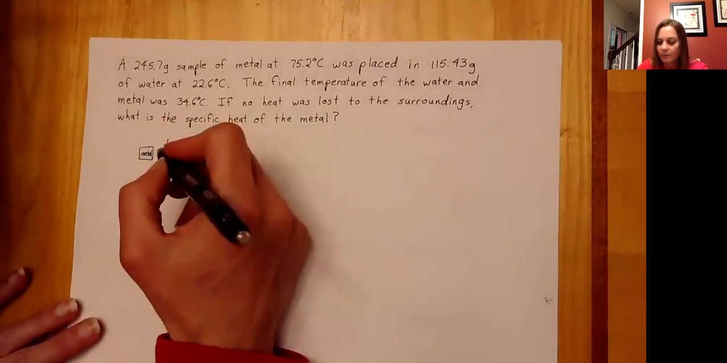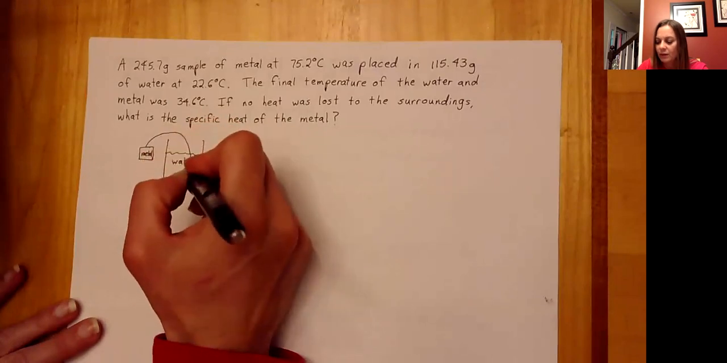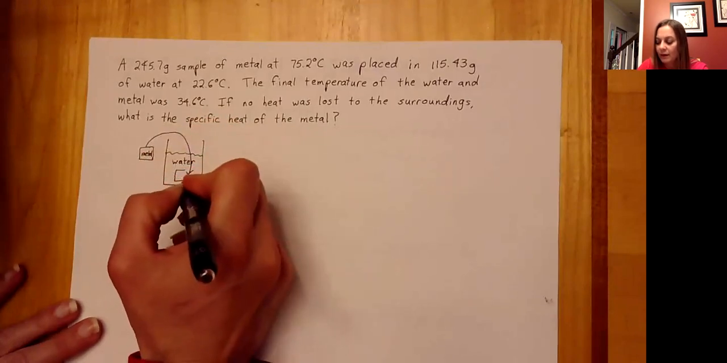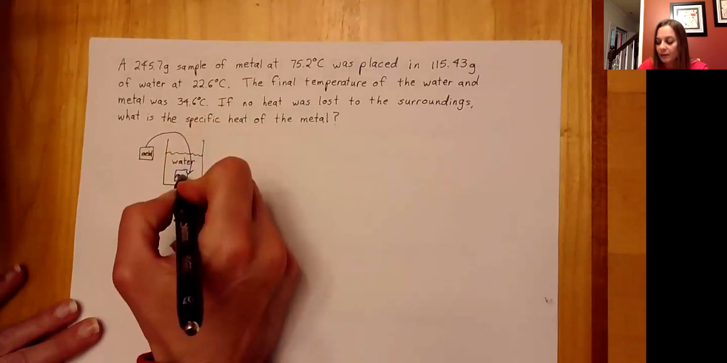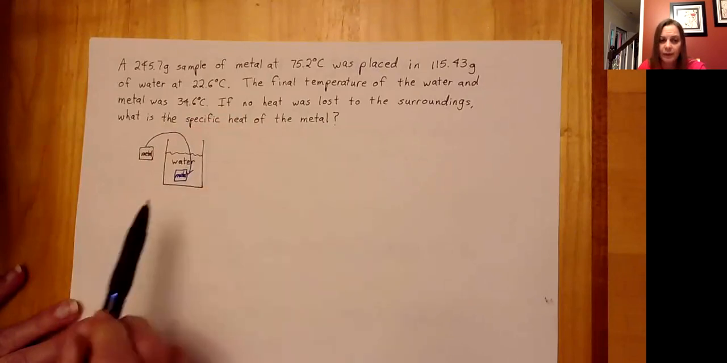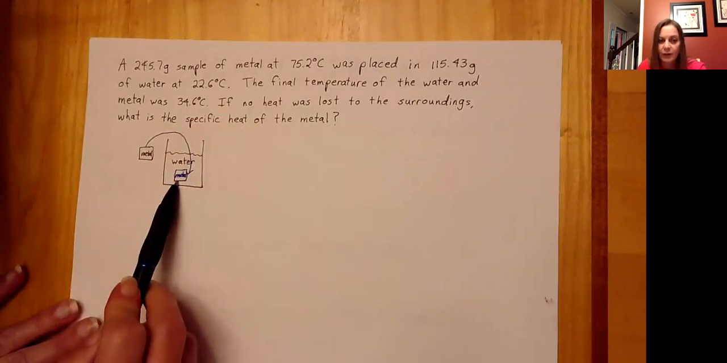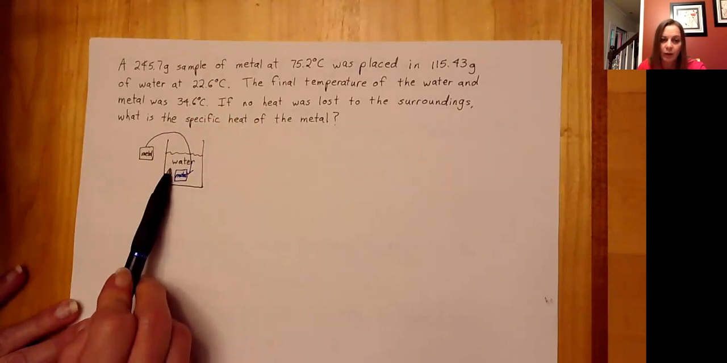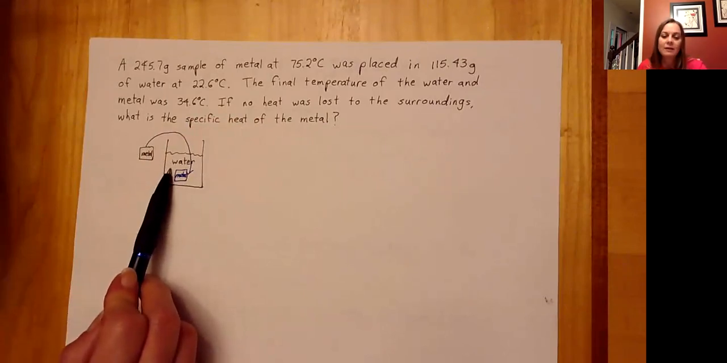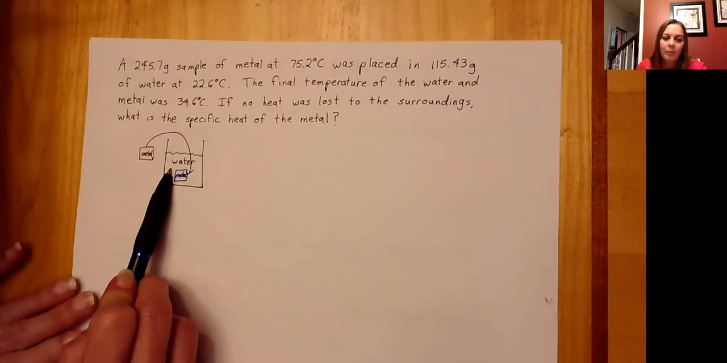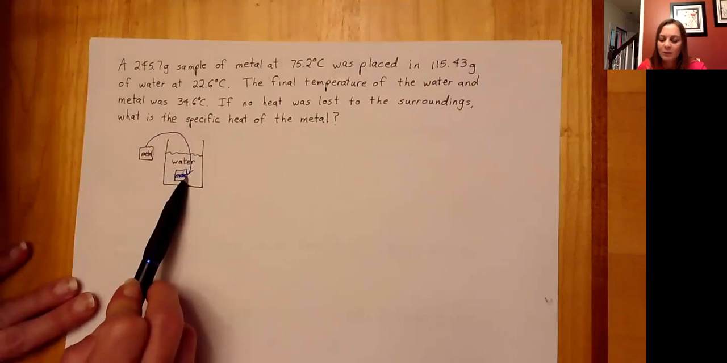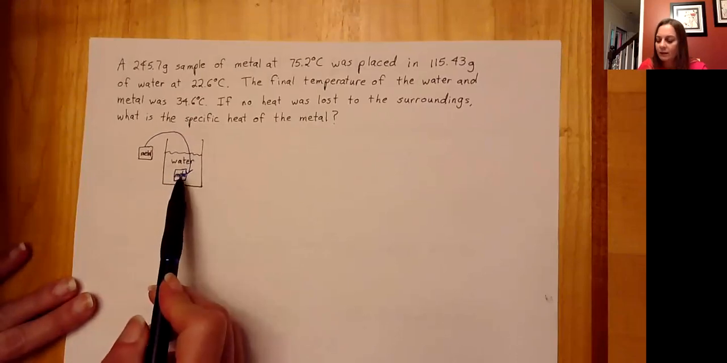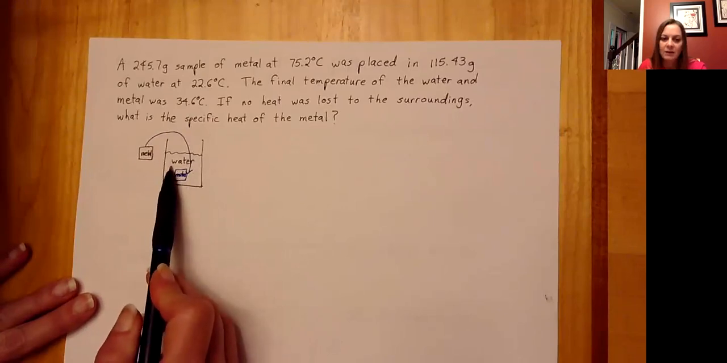So here's our metal, and we're going to take our metal and we're going to put it in the water. So now the metal is a lot hotter than the water. And so the metal is going to cool down and the water is going to warm up. And that's just common sense, right? But what we know from chemistry is that the amount of heat that the metal loses has to be the same as the amount of heat that the water gains.